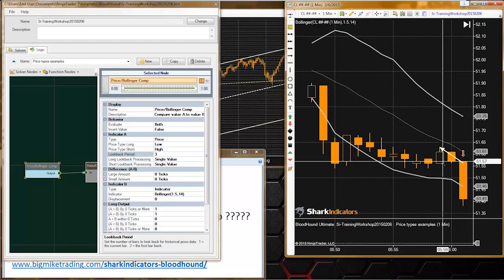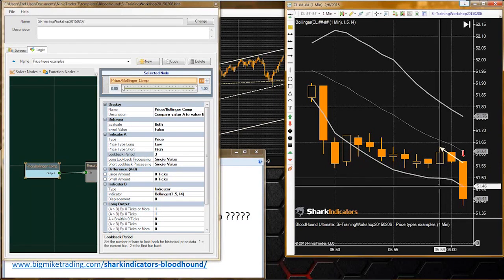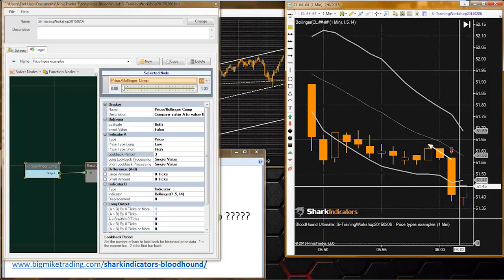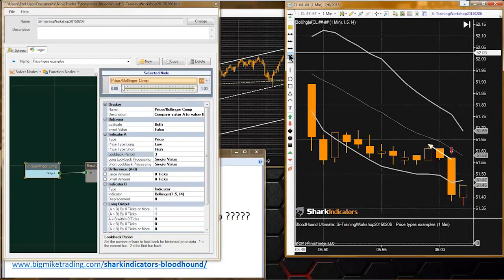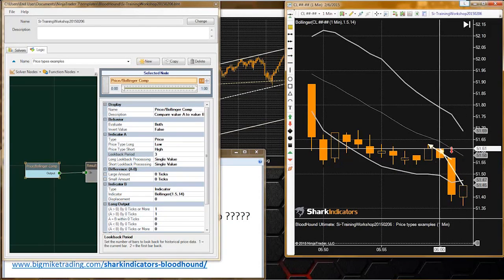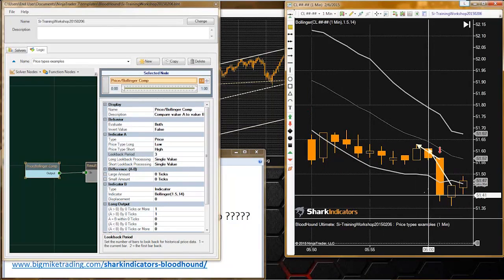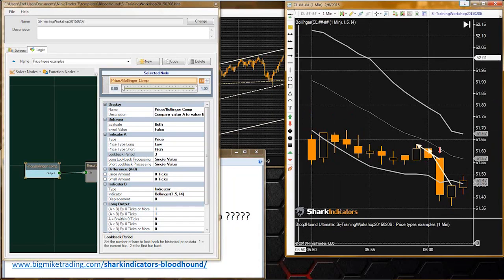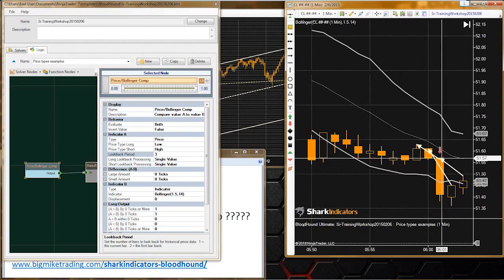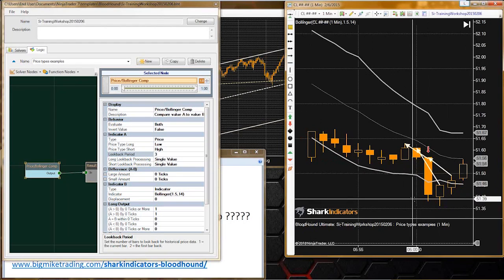And this third bar back is not below the lower band. Let's step forward to the next bar. We can see that this bar is actually looking back to the third bar back, like so. And so on and so forth.